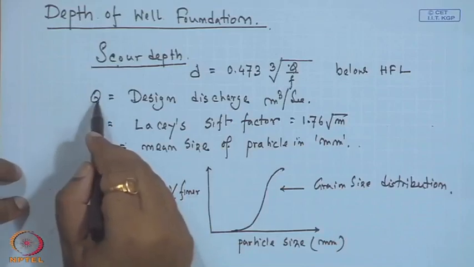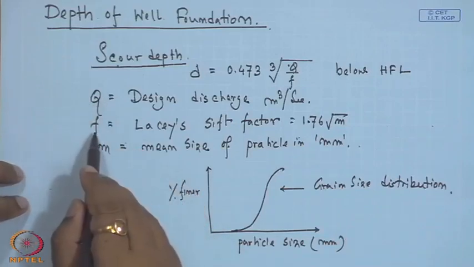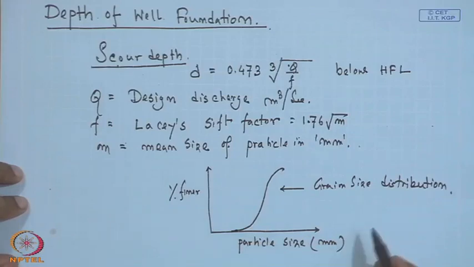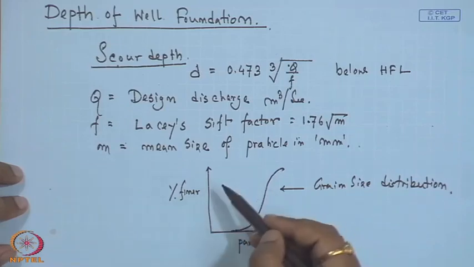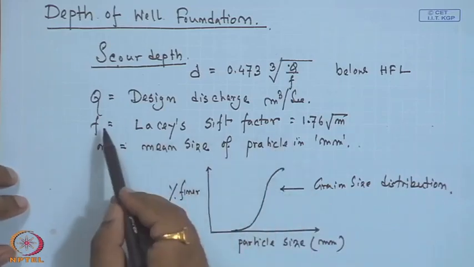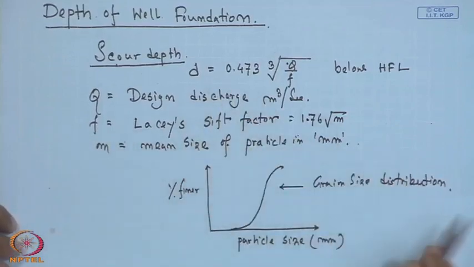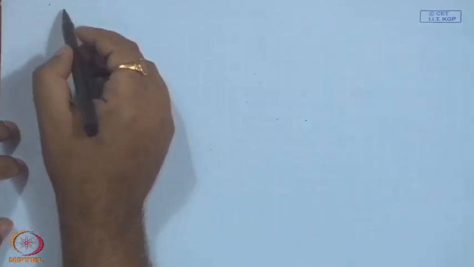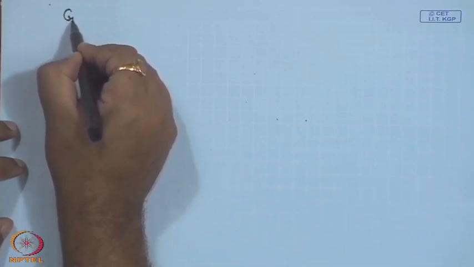So, with the design discharge as input, we can calculate f based on the particle distribution curve, which we get from the particle distribution analysis. From that test we can determine the m value, and from that m value we determine f, and from there we will get the scour depth required. Now, once we get the scour depth, another length that is required is the grip length.